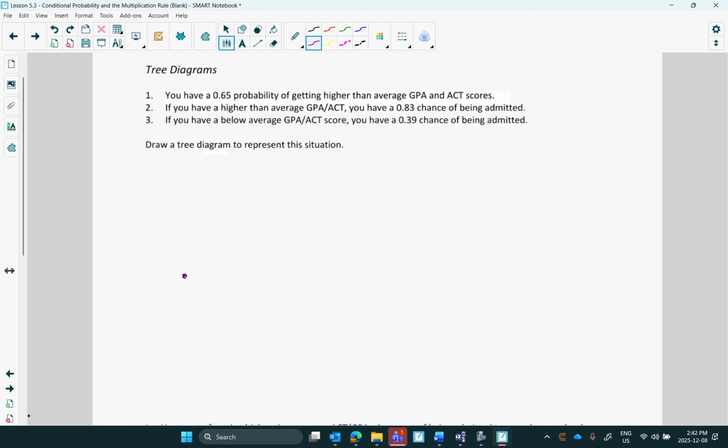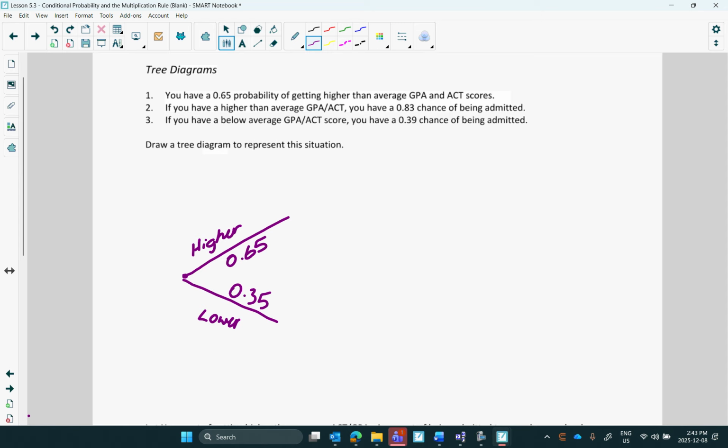So the first event that's happening is we either are higher than average or lower. Let's fill in the probabilities on the other side of these branches. So what's the probability of having higher? So therefore, what would be the probability of having a lower? Yes, 0.35. If you wanted to change it to percent, I suppose you could. I'm going to leave them as decimals.